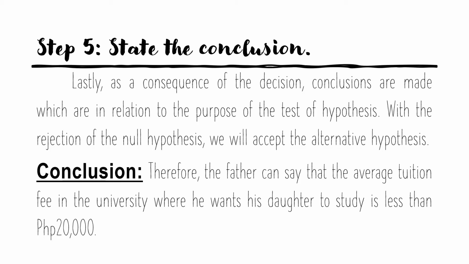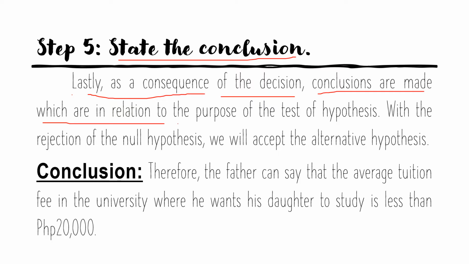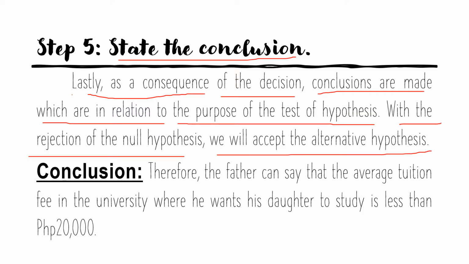Step number 5, state the conclusion. Lastly, as a consequence of the decision, conclusions are made which are in relation to the purpose of the test hypothesis. So based on the computed Z and the critical value, if we compare this one, our decision is to reject your null hypothesis. So with the rejection of the null hypothesis, we will accept the alternative hypothesis.